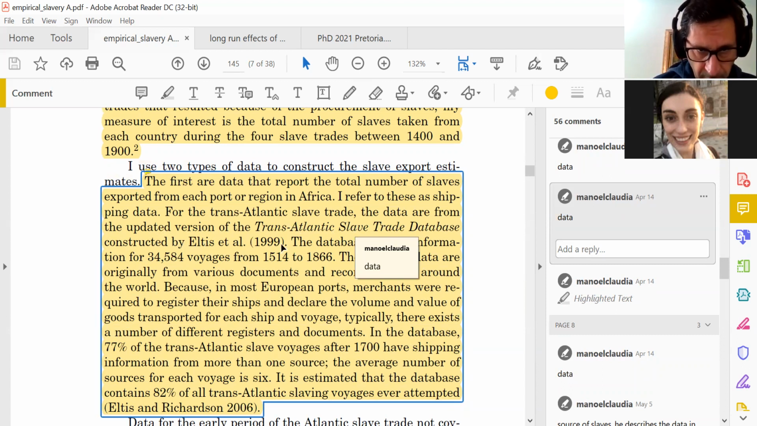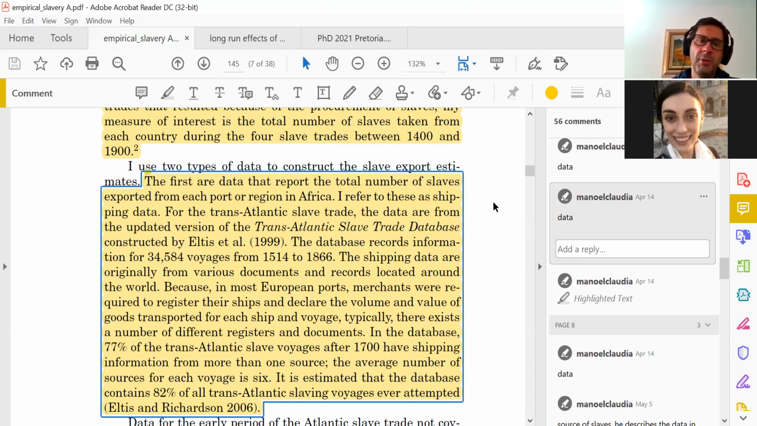For the transatlantic slave trade, the data come from the updated version of the transatlantic slave trade database constructed by those people there. The database records the information for almost 35,000 voyages from 1514 to 1866, right? The shipping data are originally from various documents and records located around the world, because in most European ports, merchants were required to register their ships and declare the volume and value of goods transported for each ship and voyage, essentially because they had to pay taxes, right, folks?